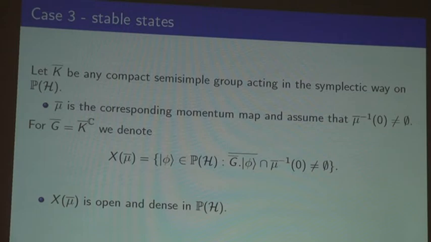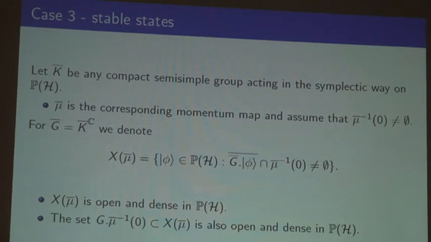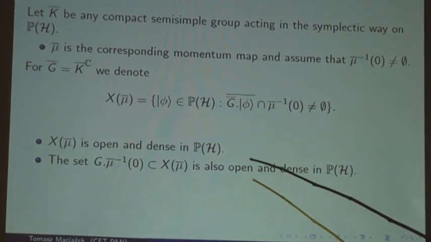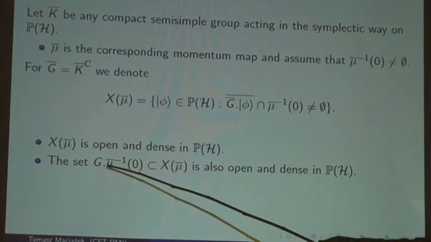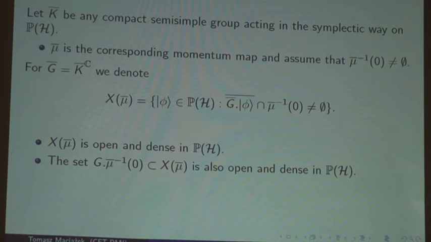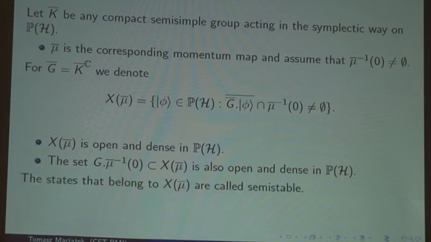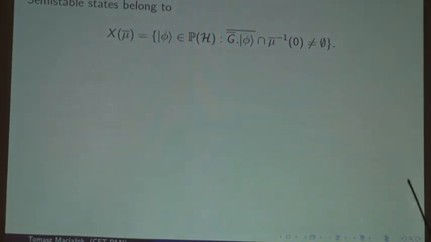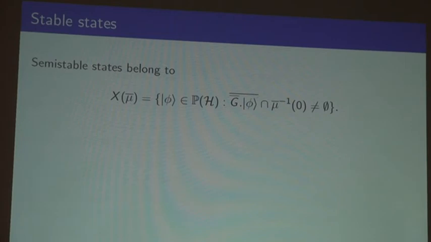We know that this set is open and dense in the projective space, so it has the same dimension as the projective space, and it is enough to take a smaller set, which is the G-orbit through the pre-image of 0, up to 0. It is also an open and dense set. States that belong to the set X are called semi-stable. So this is our definition of the semi-stable state.